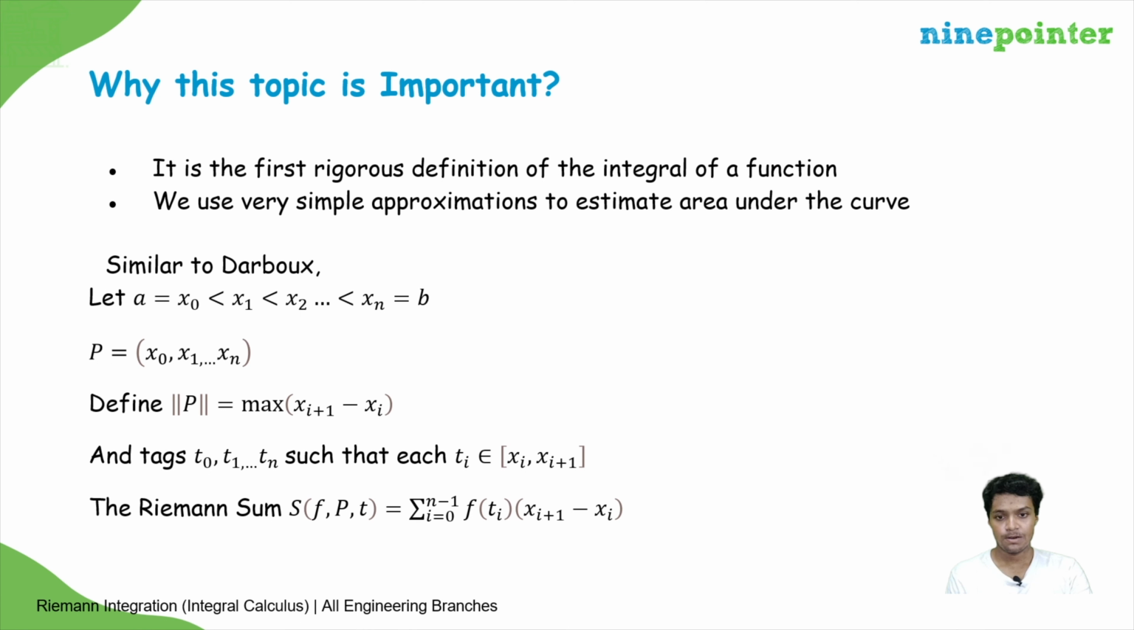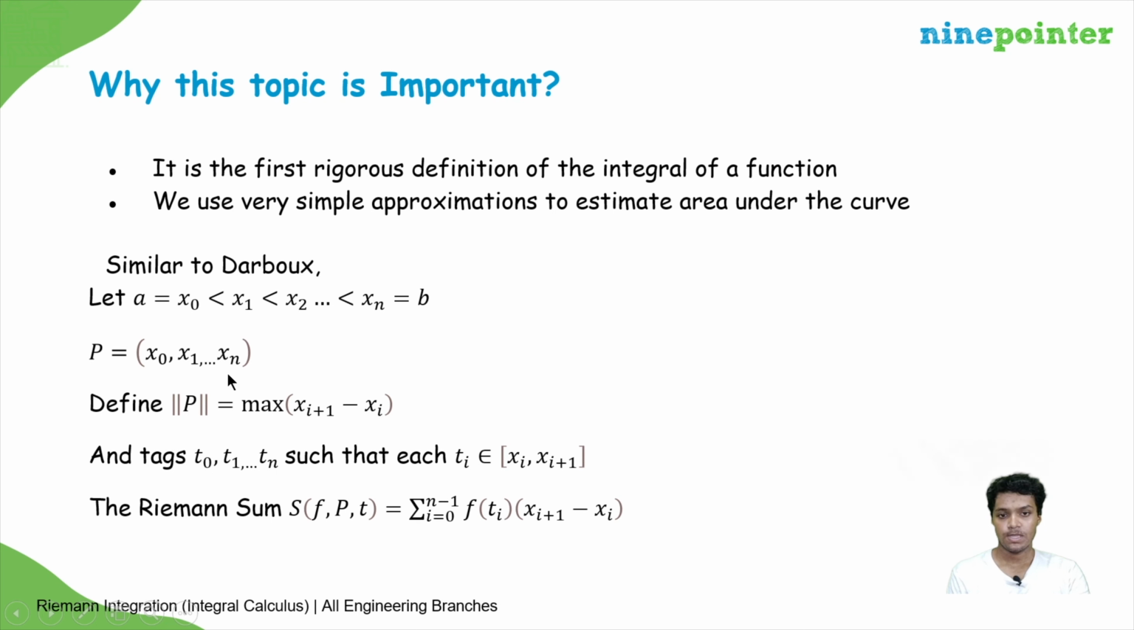So, similar to Darboux integrability, which we had studied in the previous video, here we will again define the partition P of x0, x1 up till xn as follows. We have divided this partition into n parts. We define the norm of P as the maximum difference between any two xi's. So here max of x(i+1) minus xi will be defined as norm P.